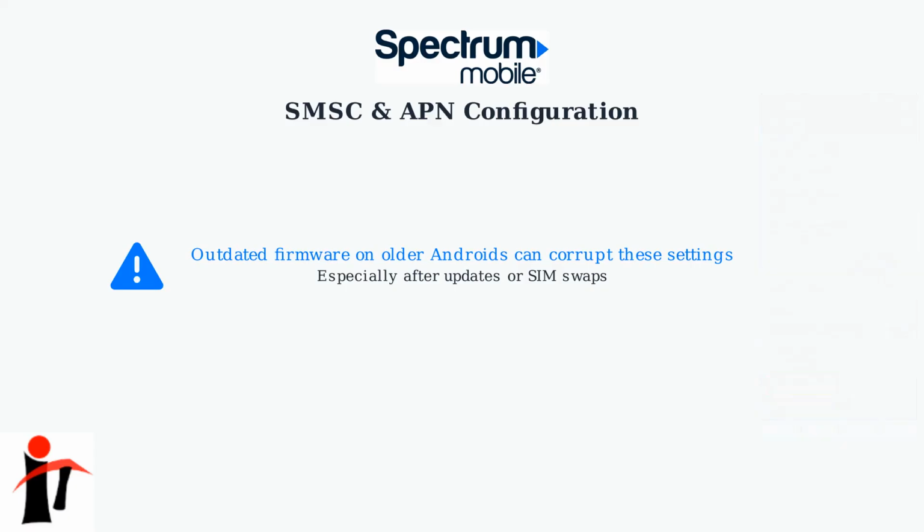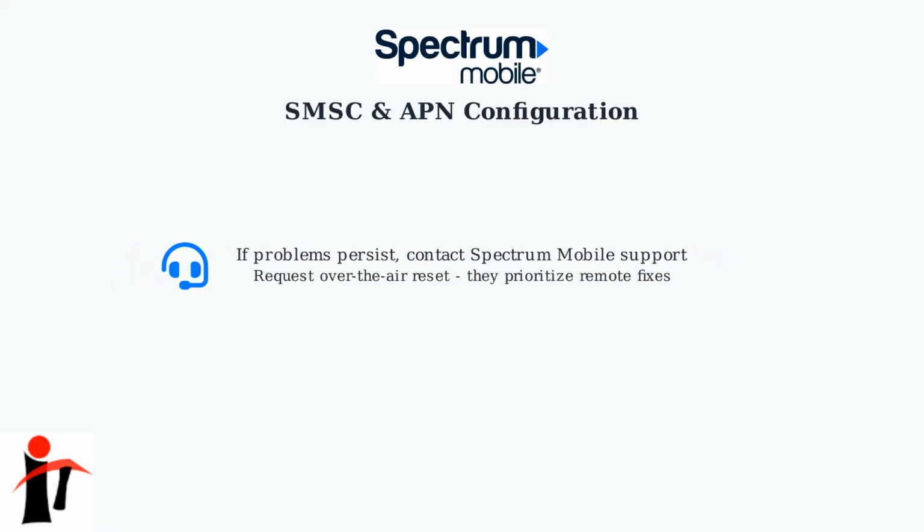Remember, outdated firmware, especially on older Androids, can cause these settings to corrupt after updates or SIM swaps. If problems persist, contact Spectrum Mobile support for an over-the-air reset, as they are now prioritizing these types of remote fixes.